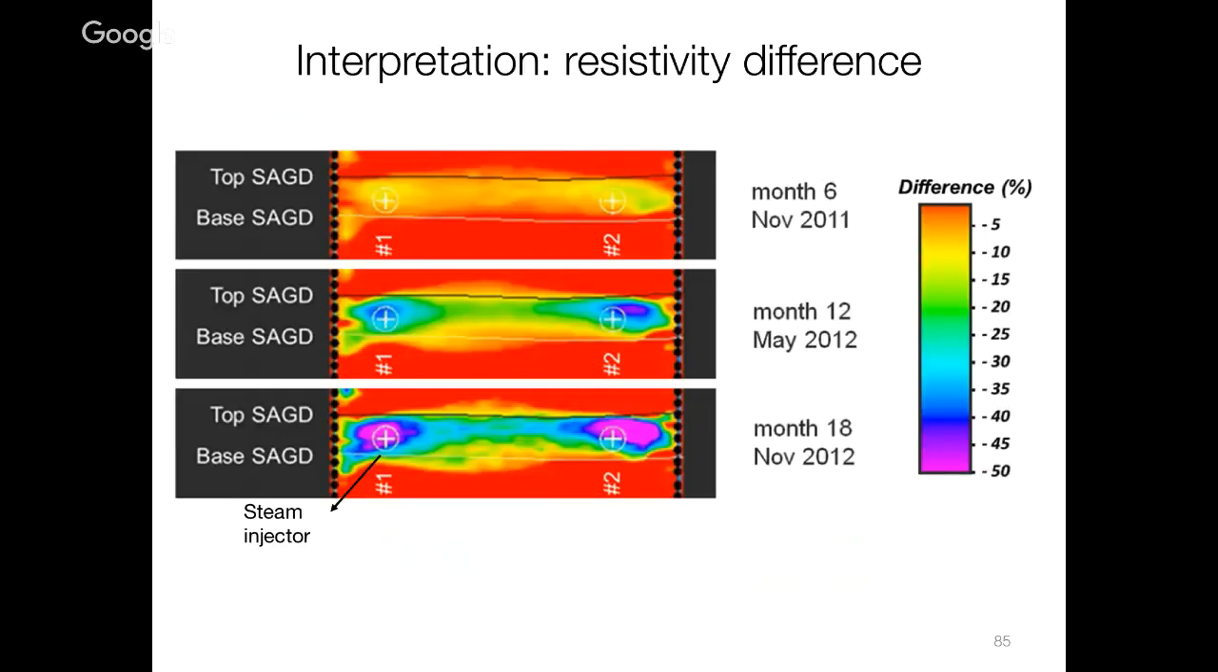And if you look at the interpretation, here's the time lapse after 6 months, 12 months, and 18 months. This is what the difference in that resistivity looks like. After 6 months, it's yellow, so it's maybe 10%. At 12 months, it's starting to get up to maybe 30%. And at 18 months, it's like 50% in these two regions.